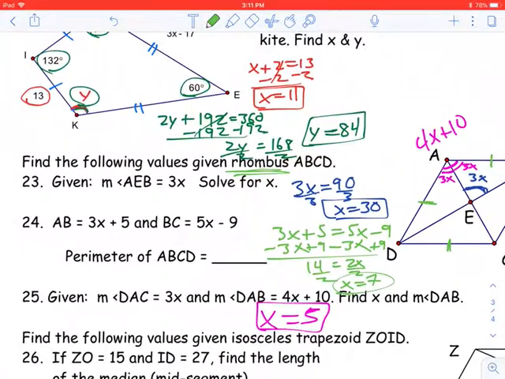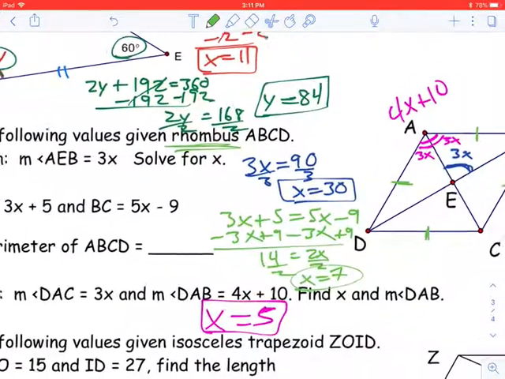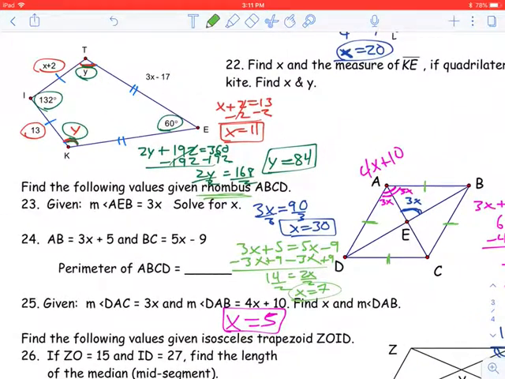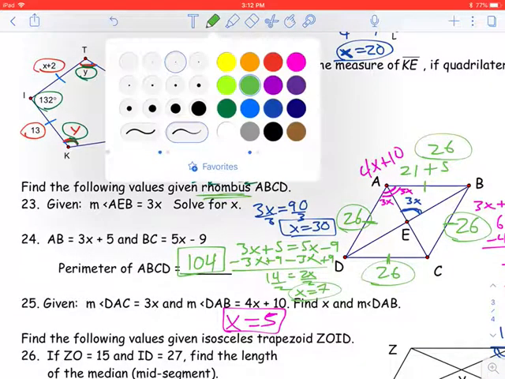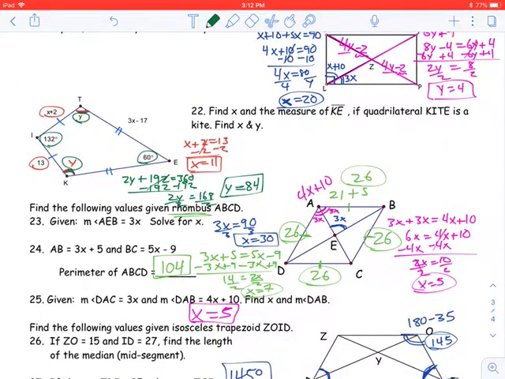Well, that's not what I was asking. It wants me to find the perimeter. So since AB here is 3x plus 5, I plug in 7 to get 3 times 7, which is 21, plus 5, which is 26. And so since all of these are the same, this is 26, this is 26, and this is 26. So add them together, or 26 times 4, which is 104 for the perimeter. Okay, so again, use your cheat sheet to figure out, what am I using? What property am I using?